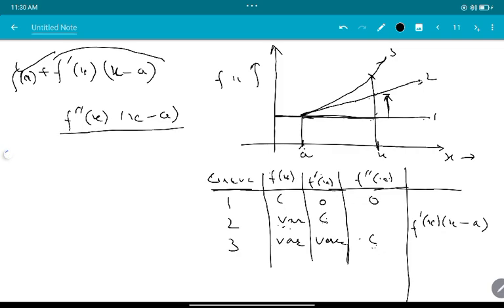Why? Because f double dash x is acceleration. This is acceleration, and this is the time interval. Acceleration times time is not distance, it is velocity. Previously it was velocity into time, that is distance. Now we have acceleration into time. That is velocity, not distance.